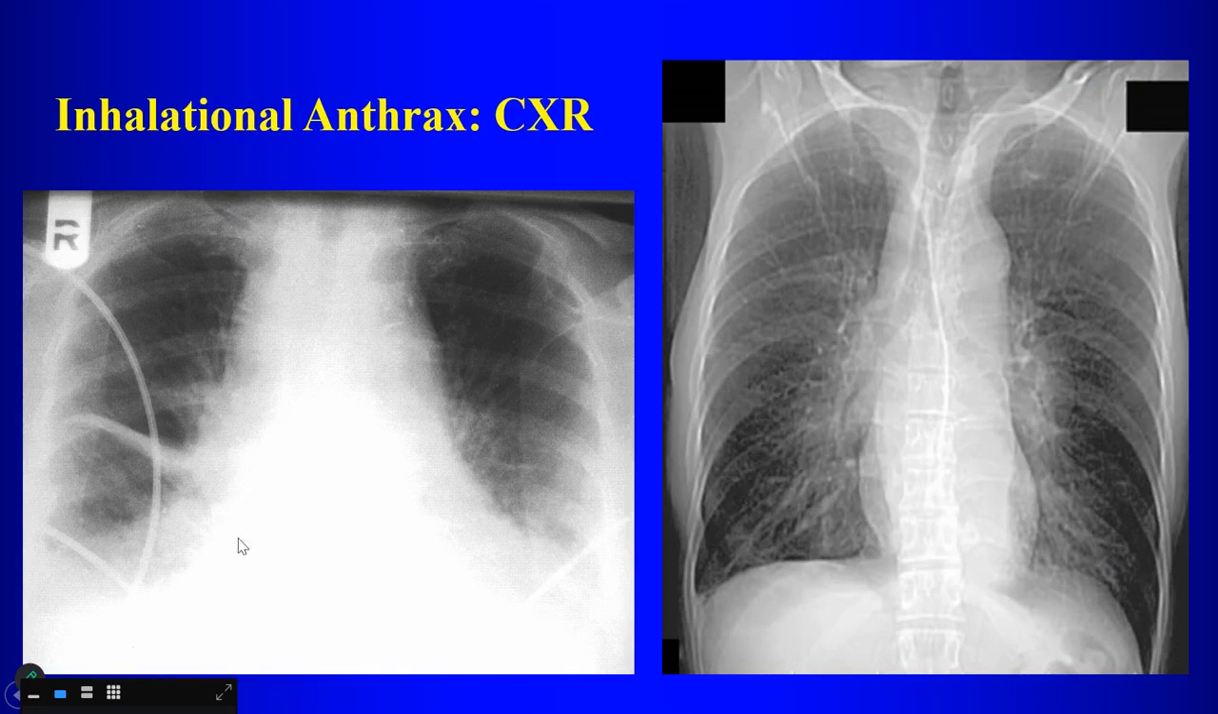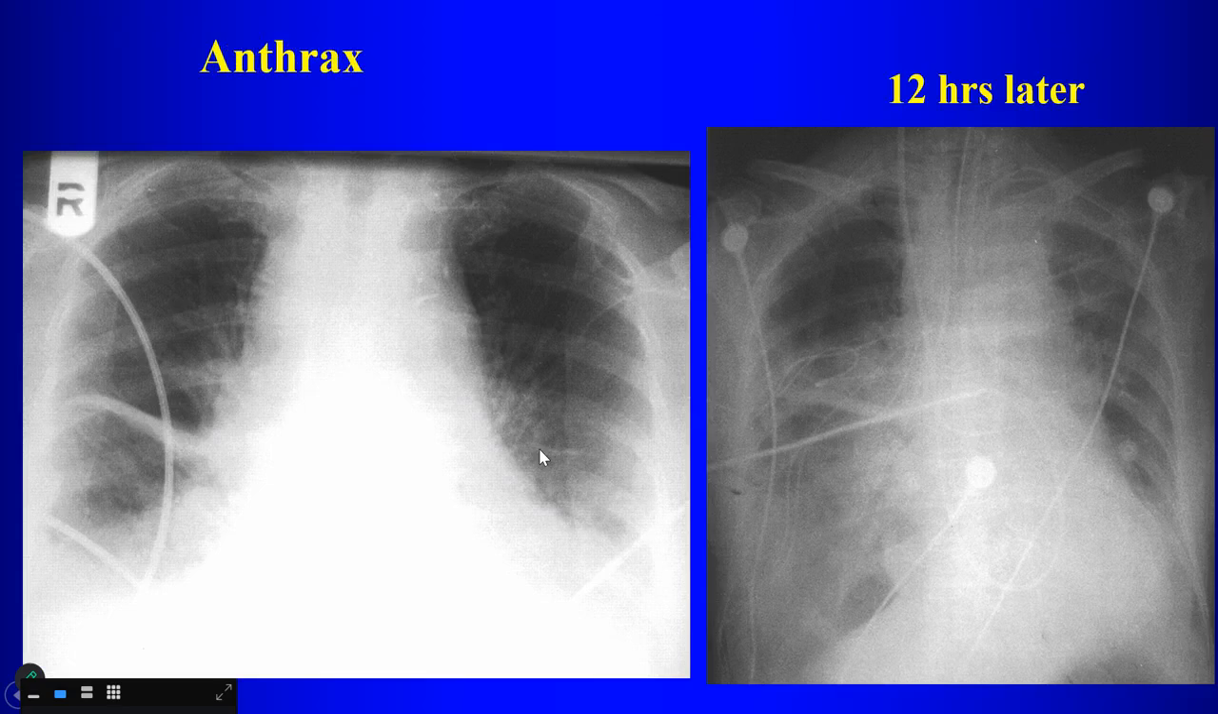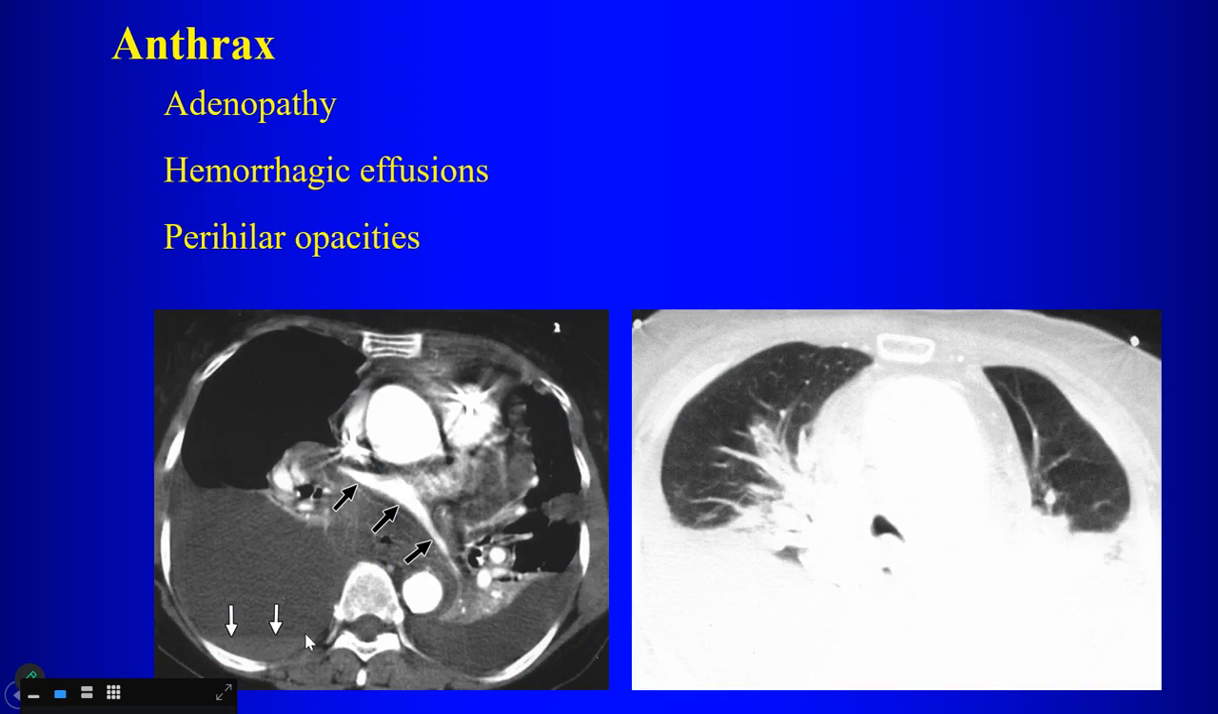Here's some more examples. Mediastinal widening, pleural effusion, again some mediastinal widening and perihilar consolidations here. And so what might we see on CT is hyperattenuating nodes on non-contrast CT from hemorrhage, consolidations that radiate out from the hilum, and also this peribronchovascular edema, pleural effusions. Pleural effusions might also be hemorrhagic in these patients. And it can be very rapidly progressing, as in this example here.